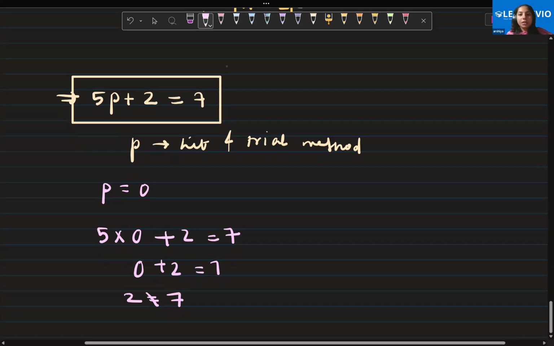Give me 1 second, guys. Also, one more thing, I've written the question incorrect. It's not 7, it's 17. But still, it's not equal. The method is same, it's just 17. So 2 is not equal to 17. So that means p cannot be 0.